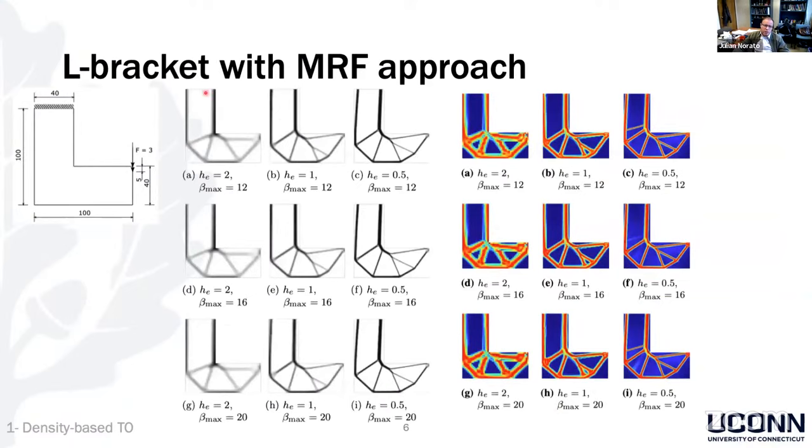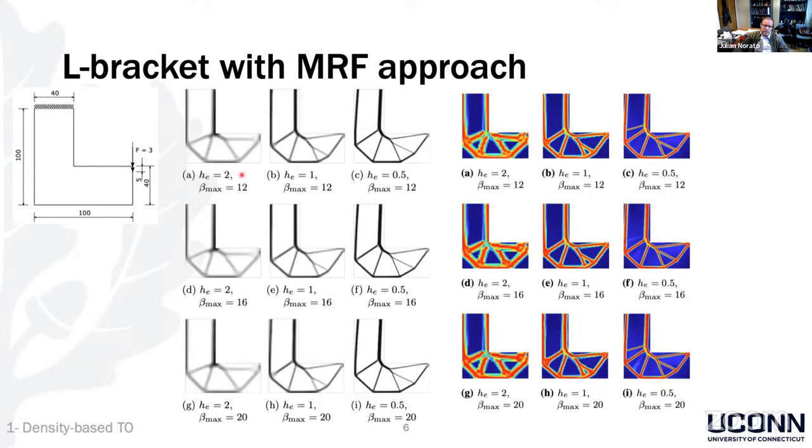We apply this to the L-bracket problem, which is now a kind of benchmark in stress constraint topology optimization. Here we're applying it to this problem with multiple mesh sizes. So this is a coarser mesh, then a finer and a finer mesh. We also use different values of the aggregation parameter for the LKS function: 12, 16, and 20. And these are the designs that we obtain, and these are the corresponding plots for the relaxed stress.